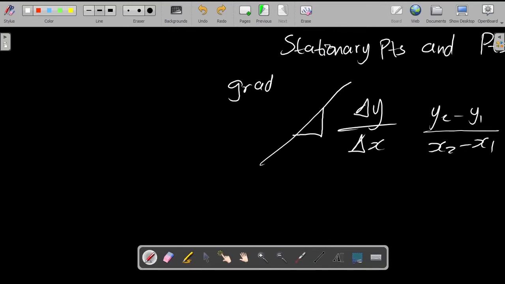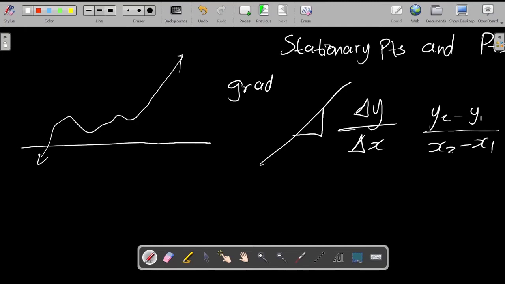So let's say you have some sort of function, it doesn't matter what it is. Maybe it looks something like that. Now, how would you quantify whether this thing is increasing or decreasing? For such a function, certain parts are increasing and some parts are decreasing.